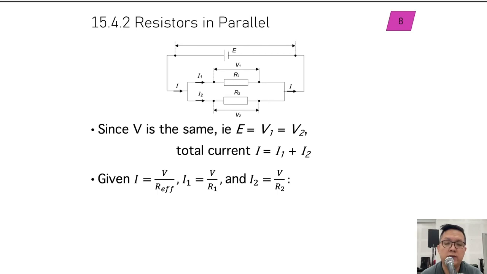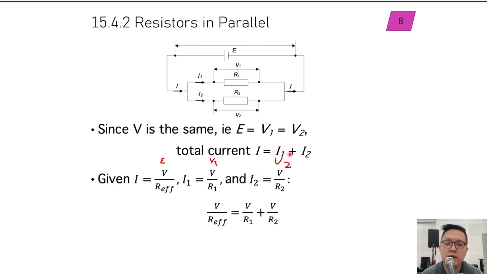So if I equals V over R effective, but it should be E. This one should be E, right? So I'll just write a subscript E above for you, so you know what's coming. This is V1, and then this is V2. Okay, so basically we just sub all as V. Then we can just use this formula, and sub each of these into the formula here.